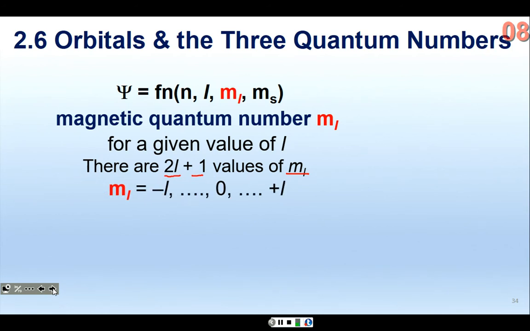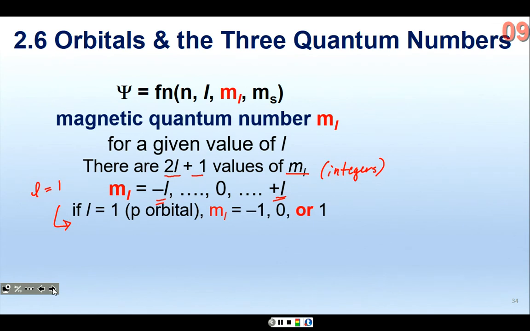If you have m sub L being -1, 0, and +1, that's because you have 1 for your value of L. That gives you 2L plus 1, so when L equals 1, m sub L can have 3 values. They go from negative L to positive L, with the integer values in between. Integers will be used here.